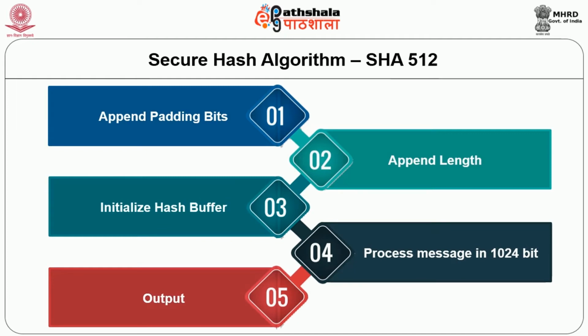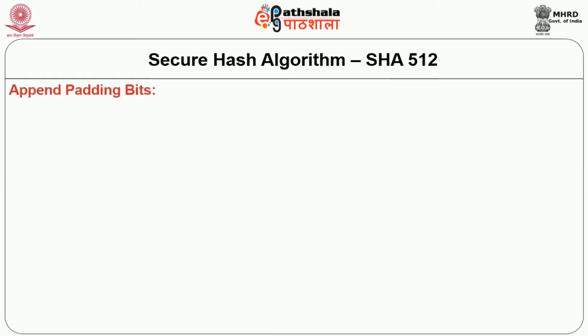Step 3, initialize hash buffer. Step 4, process the message in 1024-bit blocks. If I convert it into words, they make 128-word blocks, and step 5 is output. Let's start with step number 1, append padding bits.